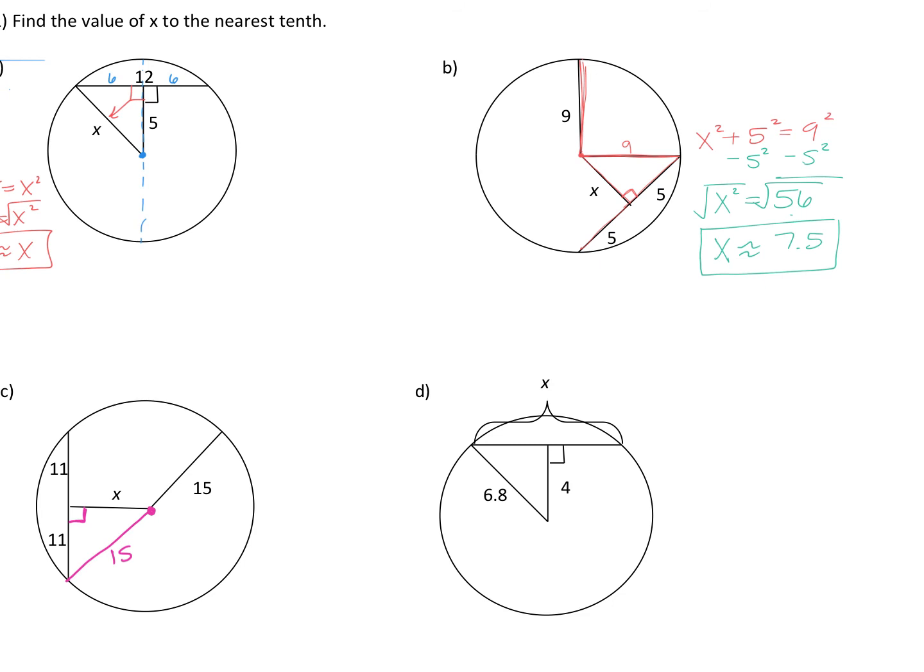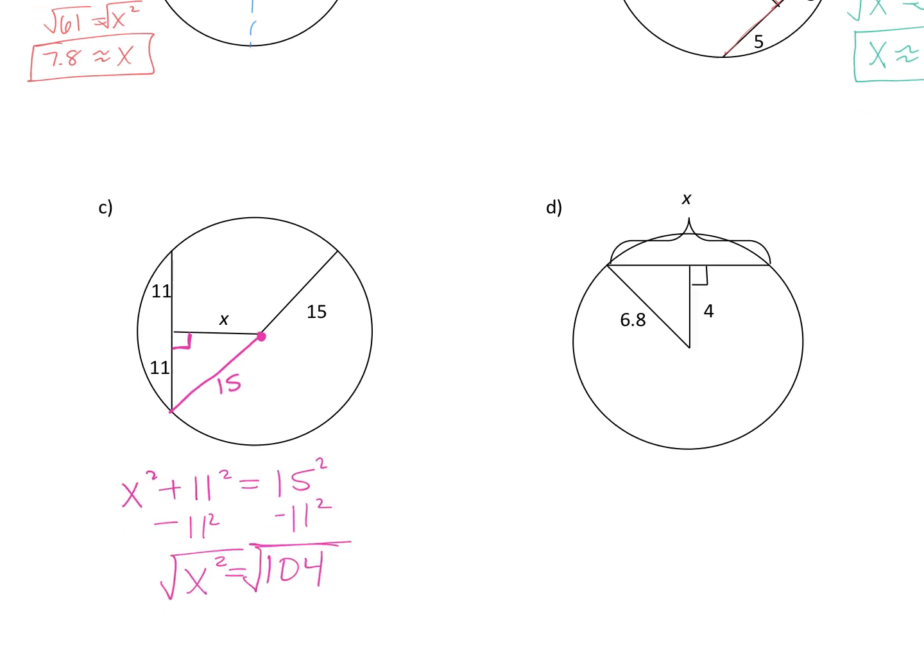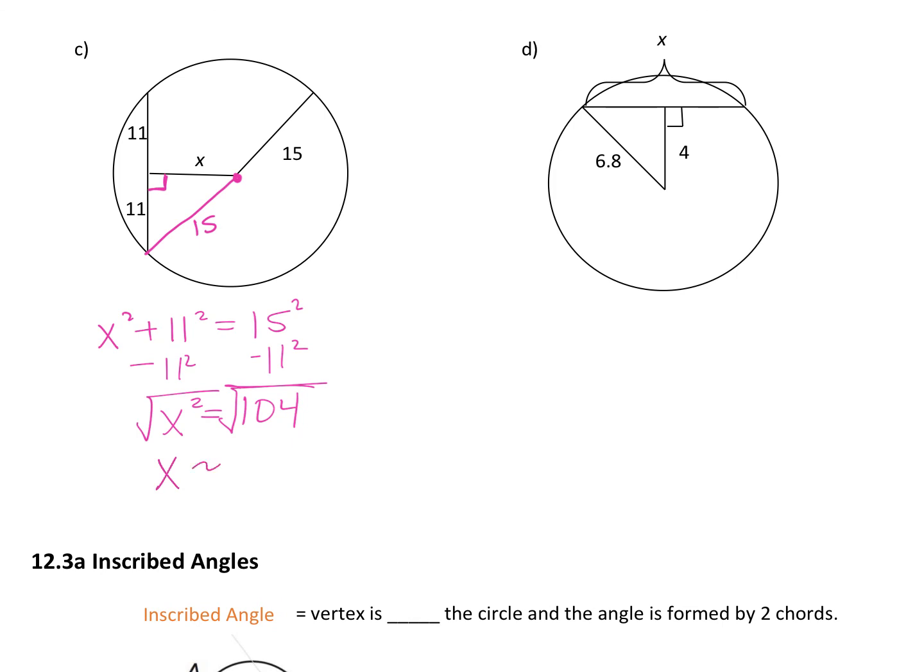So we have x squared plus 11 squared equals 15 squared. So take away the 11 squared, not 4 squared, right? This is x squared equals 104. And then take the square root of that, and x comes out to 10.2. Lots more Pythagorean theorem again, right? Okay, the last one.